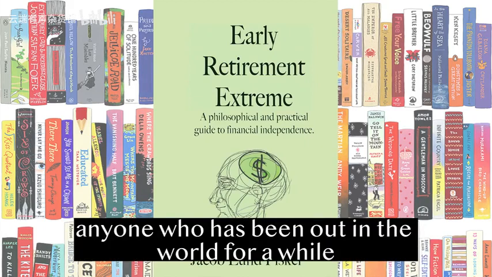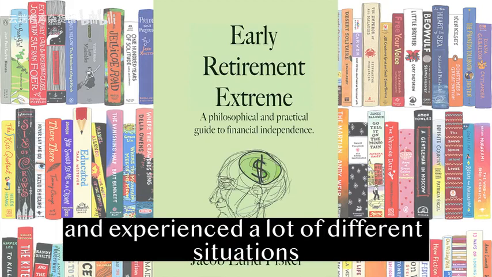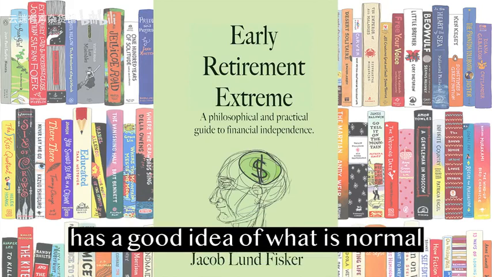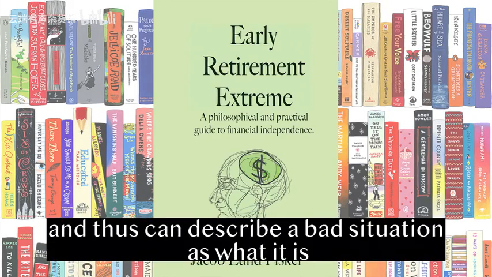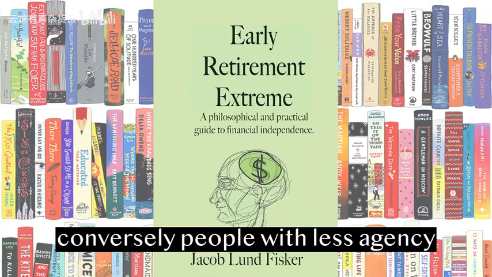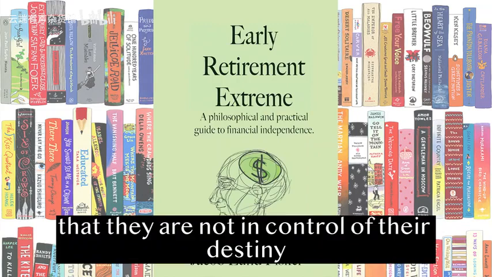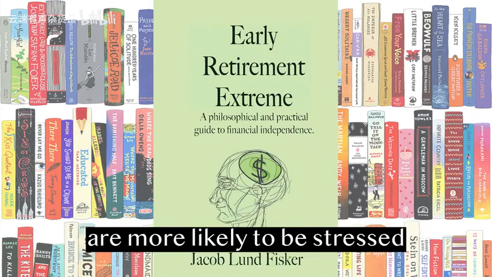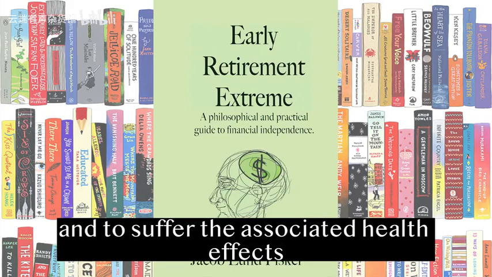Anyone who has been out in the world for a while and experienced a lot of different situations has a good idea of what is normal, and thus can describe a bad situation as what it is, simply a bad situation. Conversely, people with less agency and a belief that they are not in control of their destiny are more likely to be stressed and to suffer the associated health effects.